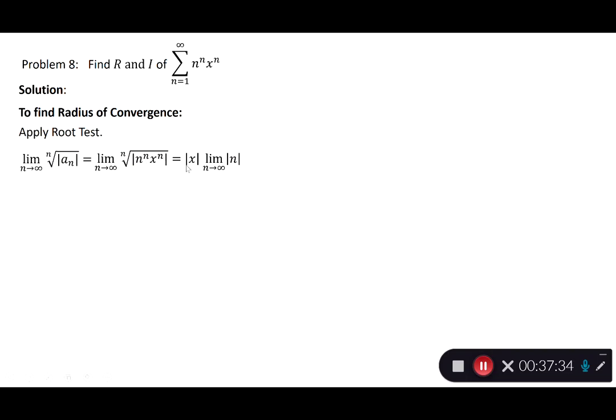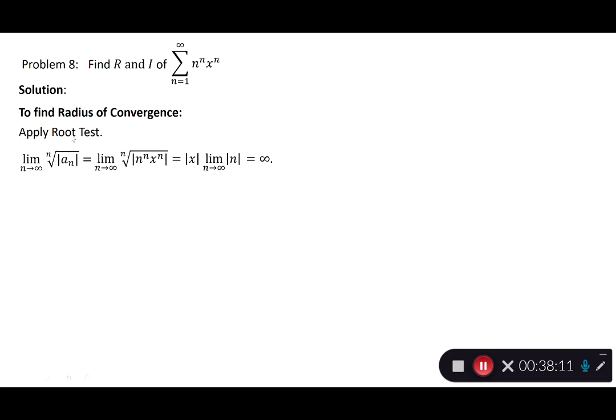And I can yank that absolute value of x outside, and we get limit of absolute value of n as n approaches infinity. Uh-oh. What is limit of absolute value of n as n approaches infinity? Infinity. And so absolute value of x times infinity. Oh, that's just infinity. Right? Okay, so what? Limit of nth root turned out to be infinity.